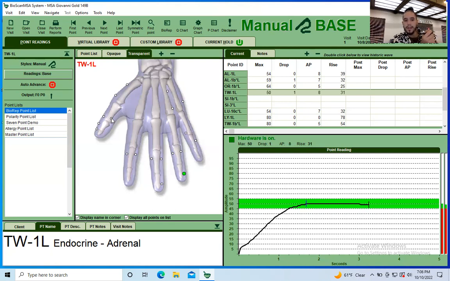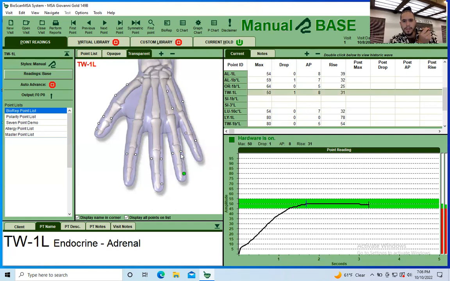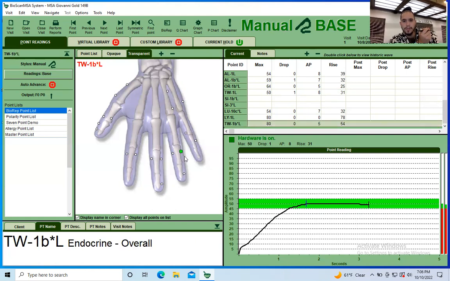Oh, it looks like my endocrine point is testing pretty good. Did I test this one already? Yeah, I tested that one. That was my left spin. Oh, let's test the heart chakra.